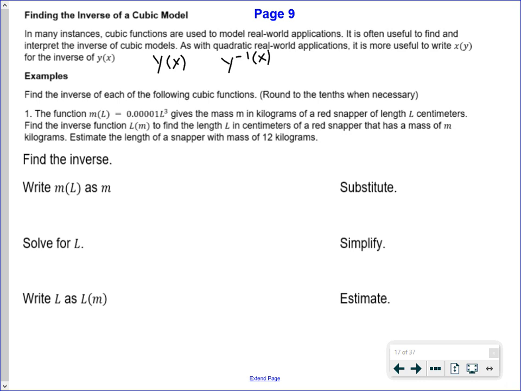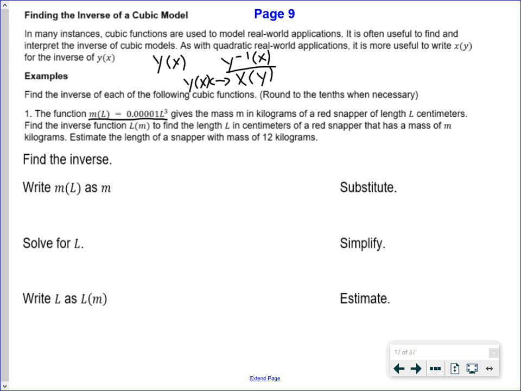What this is saying right here is that sometimes instead of writing y inverse of x, it's useful to just write x of y, since y of x and x of y are both inverses of each other. To find the inverse, what you're essentially doing is solving the equation for the other variable. So for instance, on number 1 in this example, we have M equaling 0.00001 L cubed. If we solve this for L, that L equals is going to be the inverse of the M equals. All right, so it doesn't make much sense.